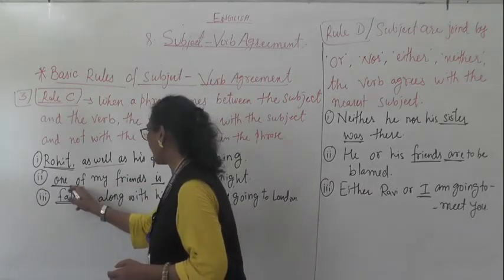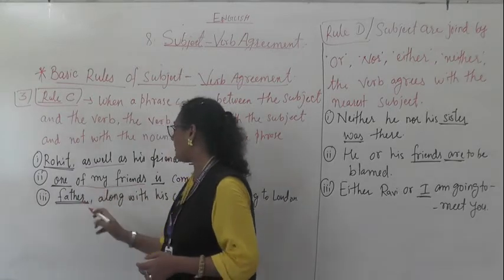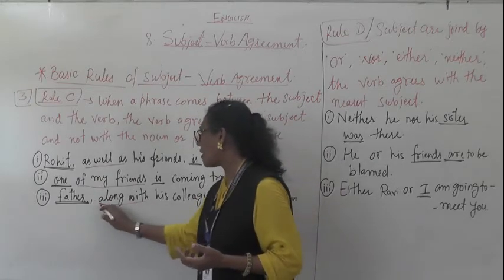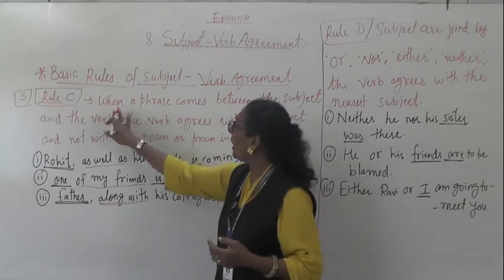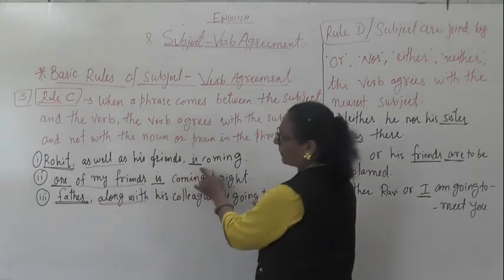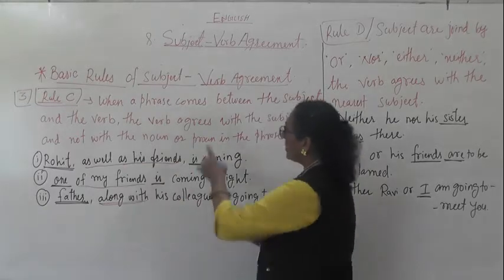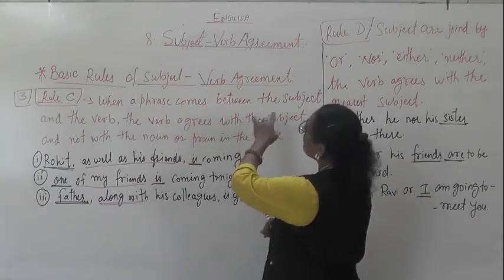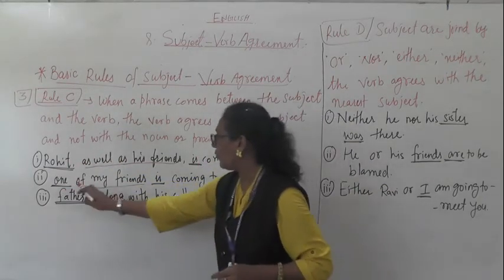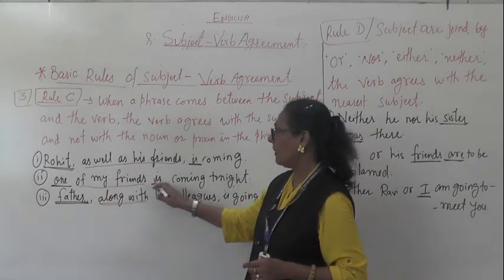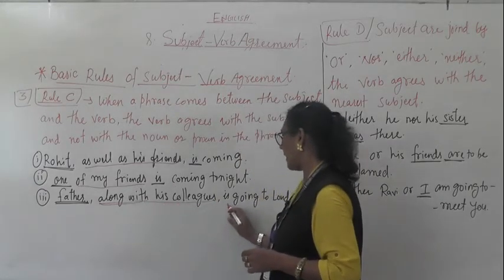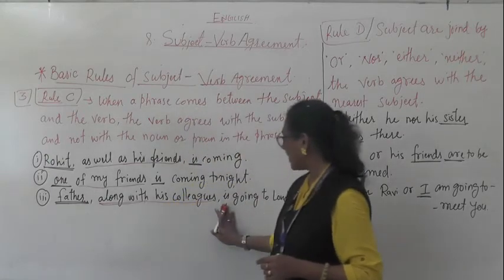"One of my friends". What is "one of my friends"? This is also a phrase we can say. "Of my friends". Here, "father along with his", "along with", some phrases. So, when a phrase comes between the subject and the verb. "One of his friends." When a phrase comes between the subject and a verb, Rohit is the subject, then the verb, and "one of his colleagues", "with his colleagues", is a phrase. So this is a phrase, this is a subject, this is a verb.